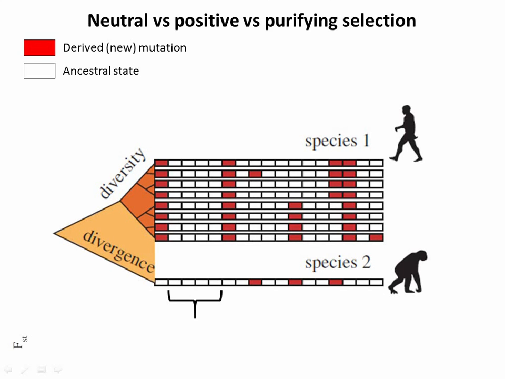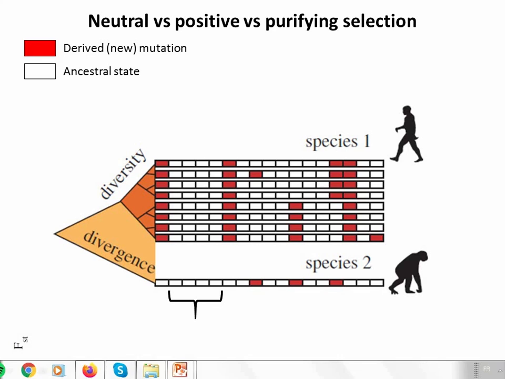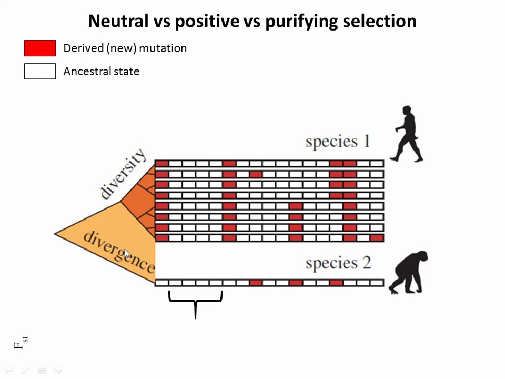Okay, and now what about this one? So think about it, what do you think this site is under? Which kind of selection is this site under? So here what we have is the last case of selection. We have the case of purifying selection. Again, purifying selection is selection against any new mutation arising, so the ancestral state will be conserved.